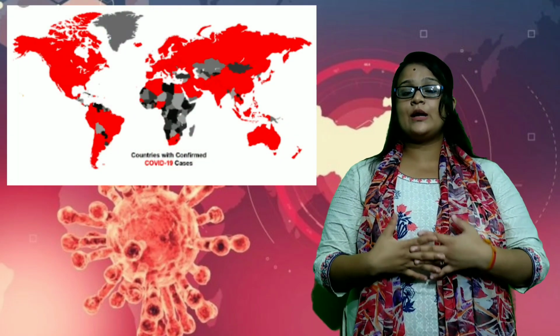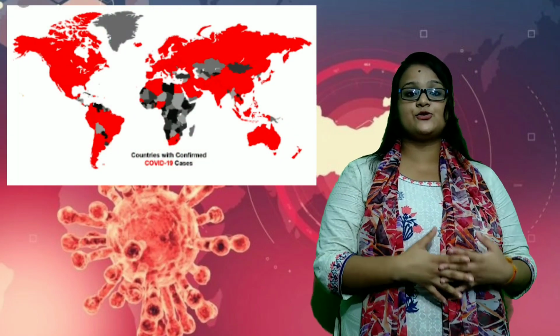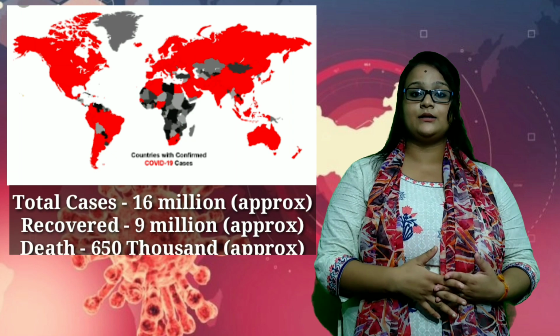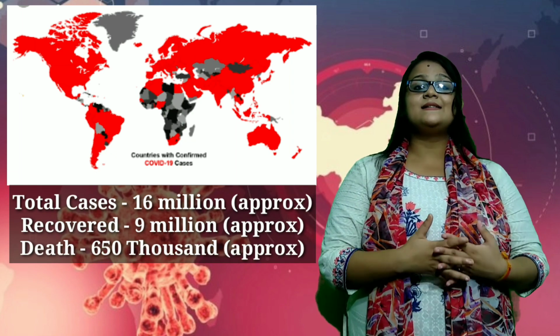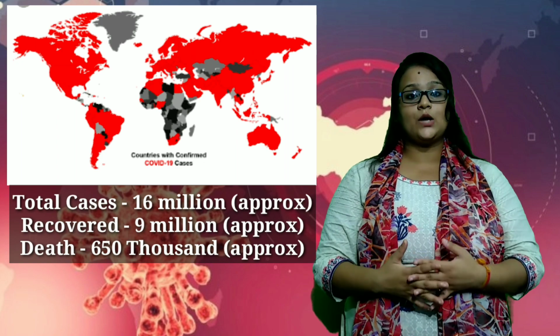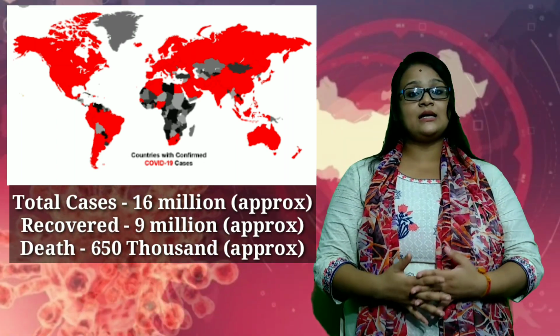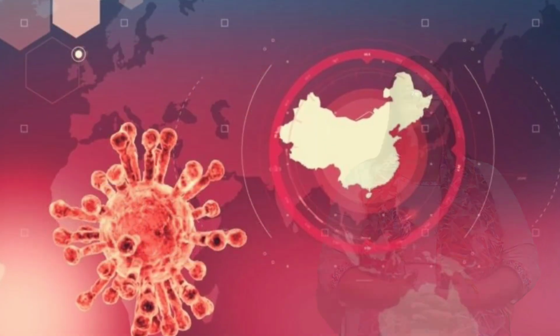The worldwide spread of coronavirus disease has increased to approximately 16 million, of which 9 million people recovered, whereas 650,000 people lost their life due to the deadly virus. Till now, the USA is the worst-hit country due to COVID-19. A very tough time is going on all over the world.